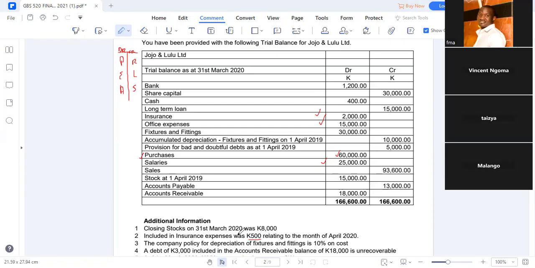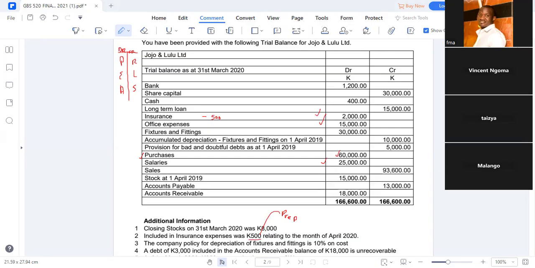Included in the expenses was a 500 relating to the month of April 2020. So what is this called? A prepayment. A prepayment, according to the accruals concept, simply states that don't charge what you haven't enjoyed. Okay, so subtract it from insurance. You're going to subtract what? 500. Okay, so according to the accruals concept in the adjustment, all prepayments must be what? Subtracted. All accruals must be added.